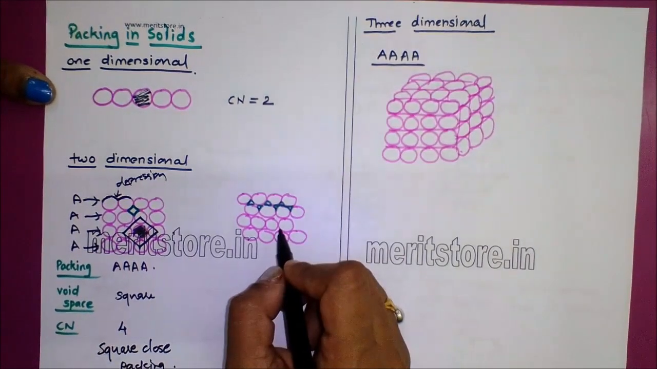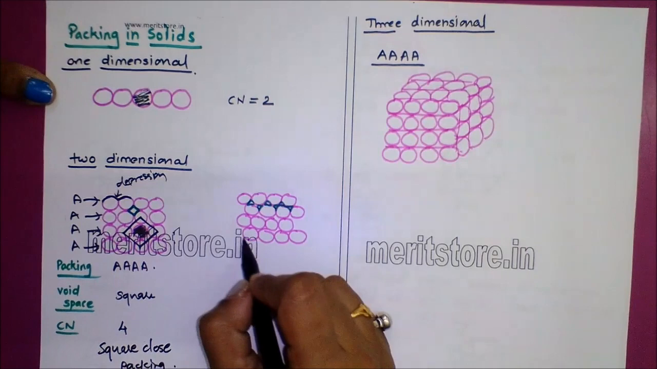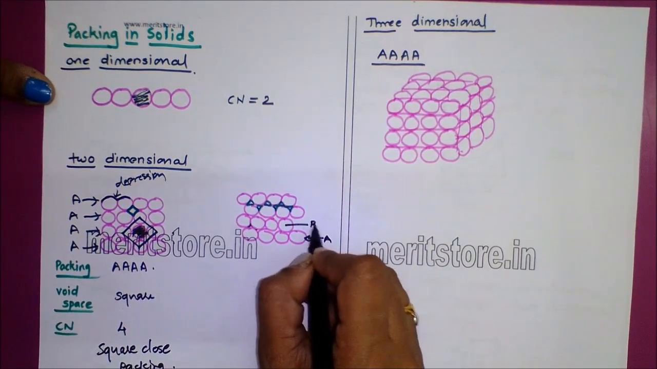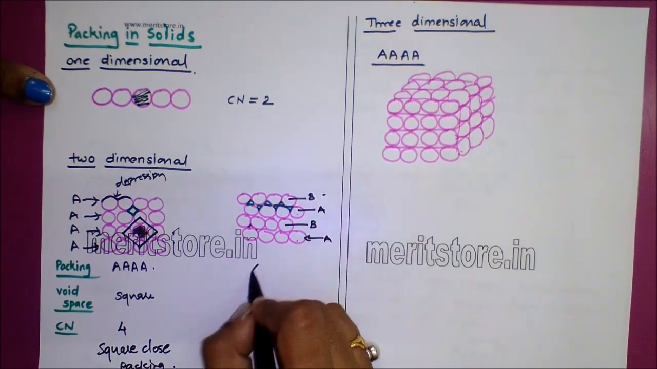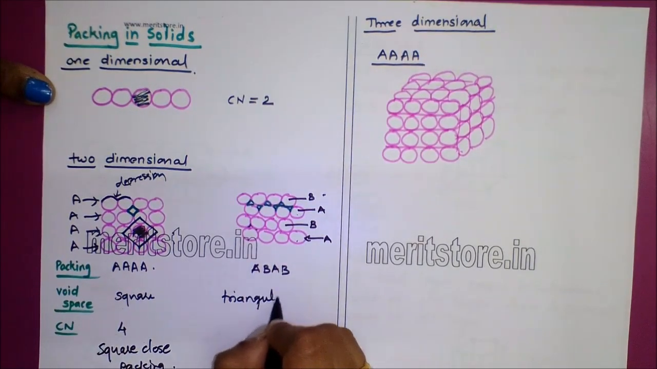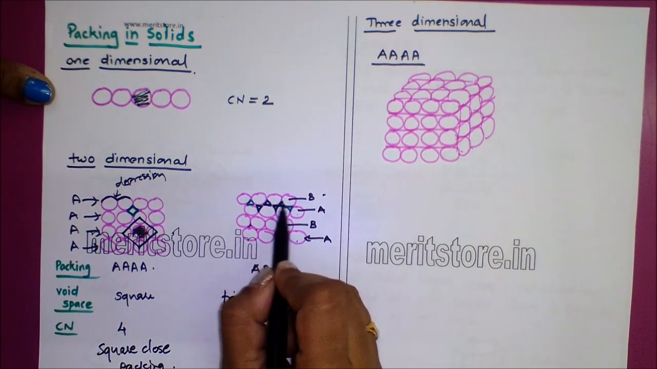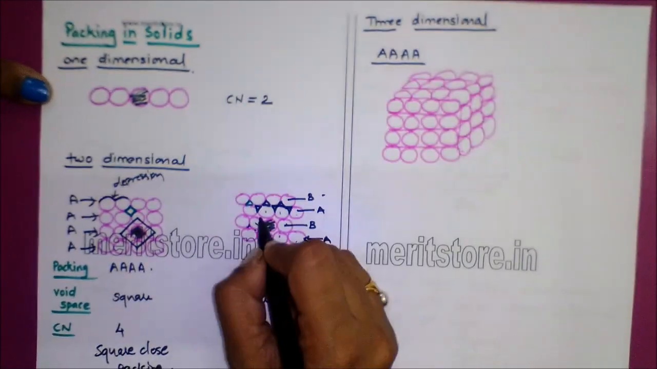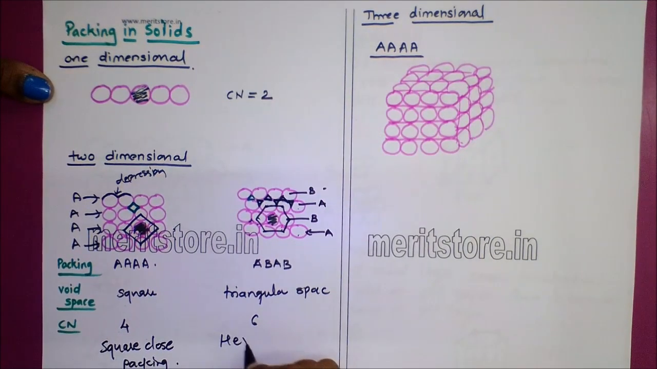In the second type of arrangement, the one-dimensional layers are arranged on top of each other in such a way that the atom of one layer is in contact with the depression of the other layer. If we call one layer A, the second becomes different, so we call it B. The third is the same as the first, so again A, and the fourth is B. We call this AB type of packing, which gives a triangular void space. These triangular void spaces point alternately upwards and downwards. The coordination number for any atom is 6. If I join these 6 atoms through their centers, I get a hexagon. So we call this packing hexagonal close packing.